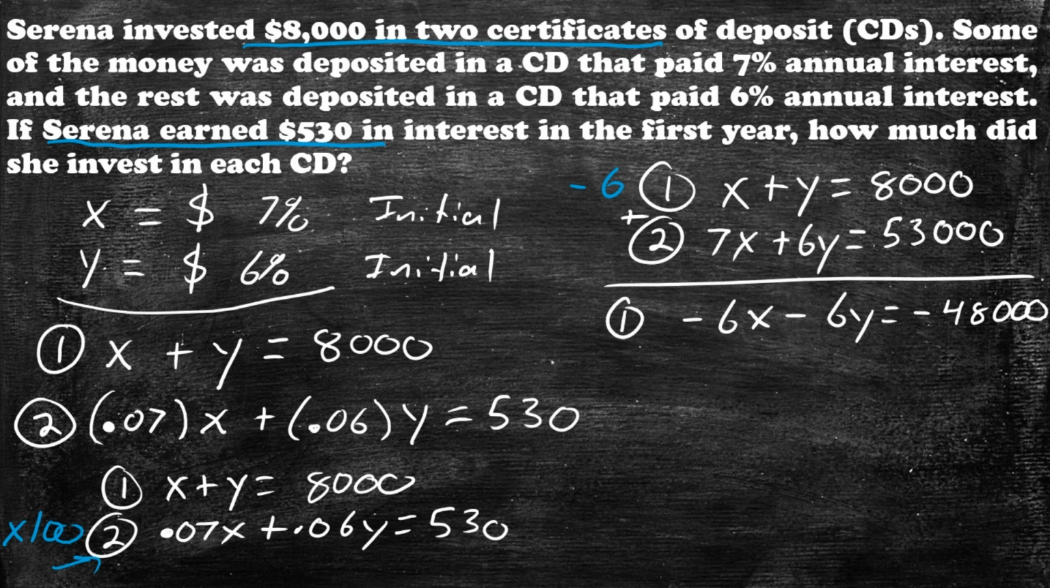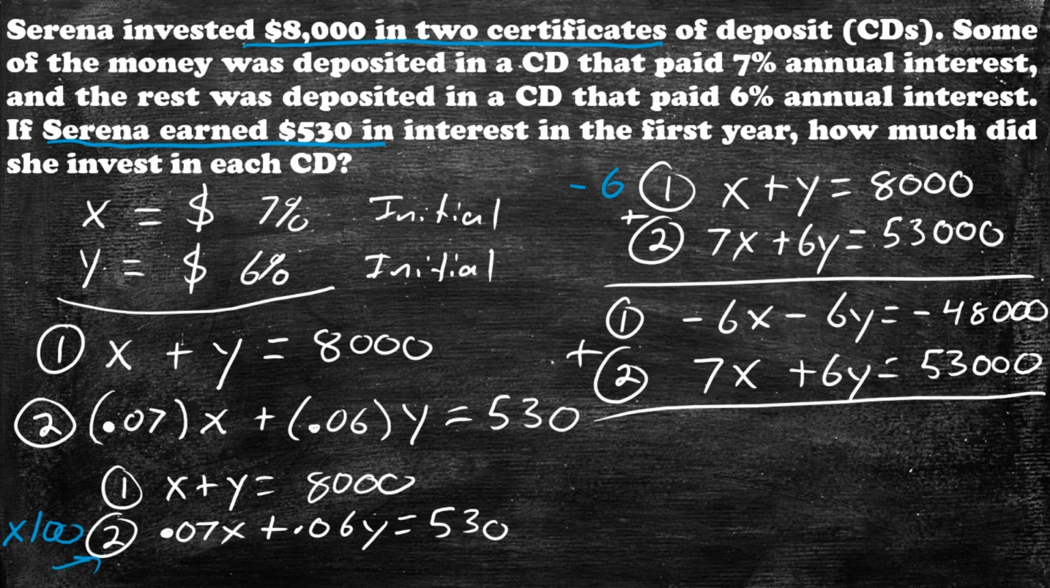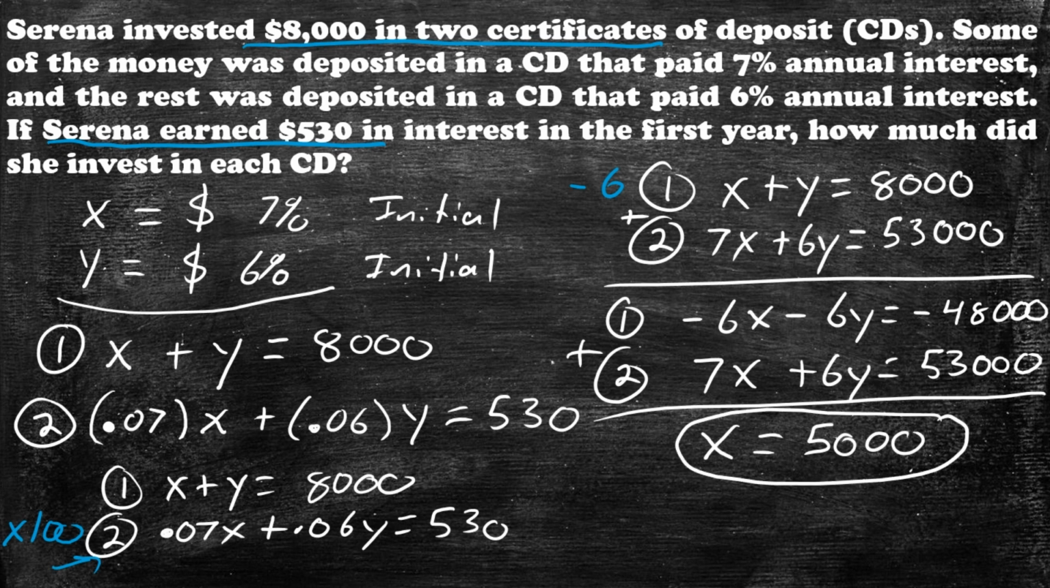So that's equation number 1. Equation number 2 is 7x plus 6y is equal to 53,000. All right, and now we can add these together. So we will get x is equal to 5,000. All right, so that is our first answer here.